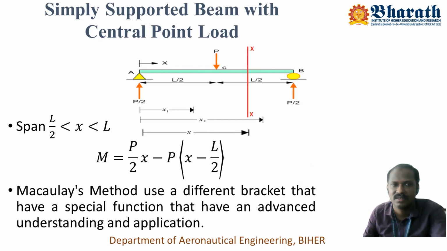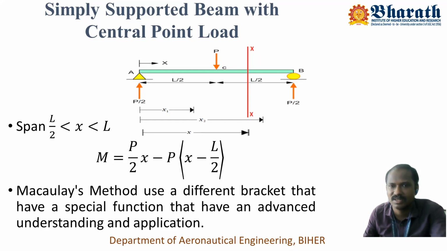So considering the span L by 2 to L, where x lies between L by 2 to L, that is your CB span. The bending moment can be written as: your reaction force will be P by 2 on the support. So here you have P by 2 into x minus P into (P is the actual applied load at point C) x minus L by 2.